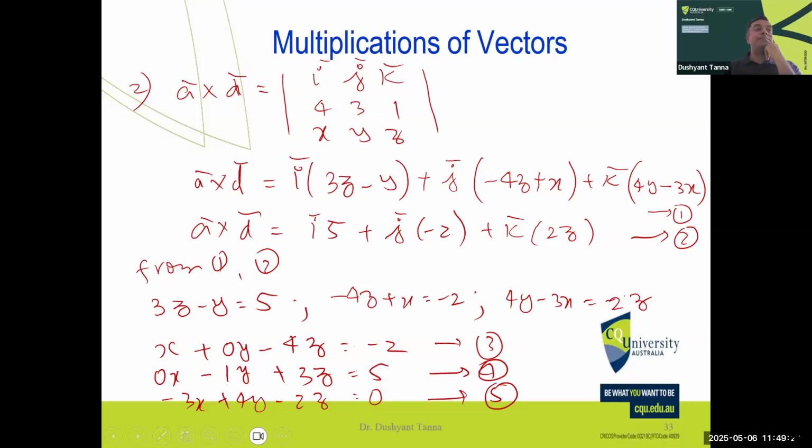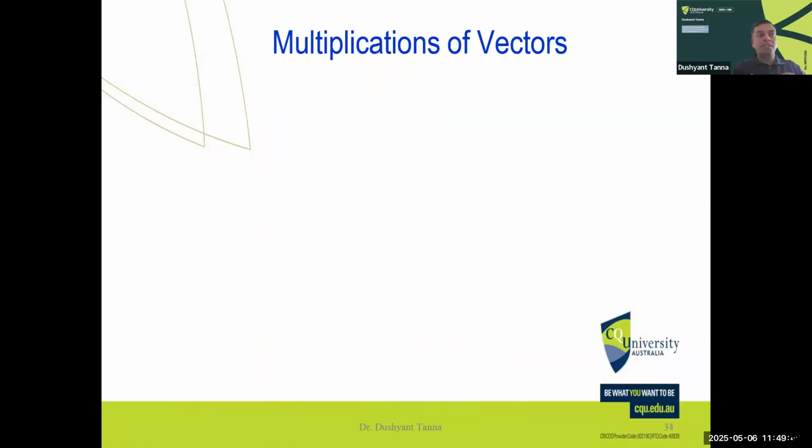Right? Once I get this, my next step is I got the equation x, 0y, minus 4z, minus 2; 0x, 1y, 3z. I wrote 1 with purpose so we don't forget that. Whenever there is a gap, include 0. From here, I will form the augmented form. So what is the augmented form? 1, 0, minus 4, is minus 2. 0, minus 1, 3, is 5. And minus 3, 4, minus 2, is 0.